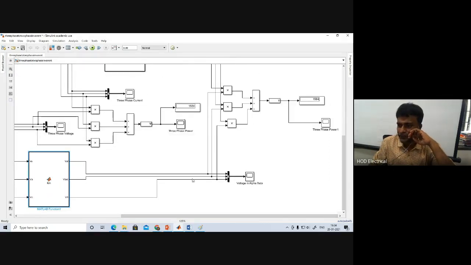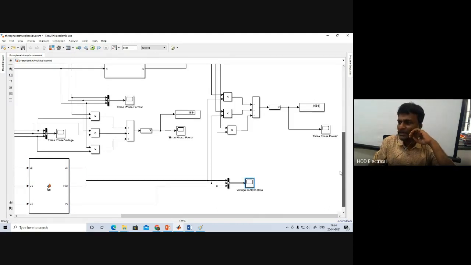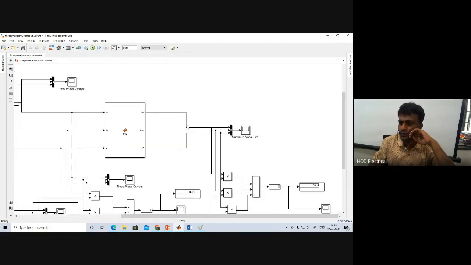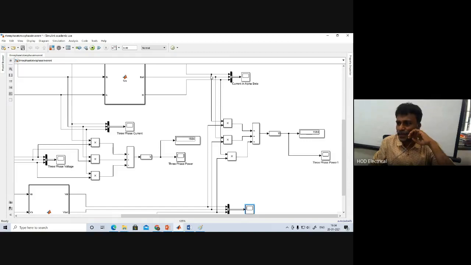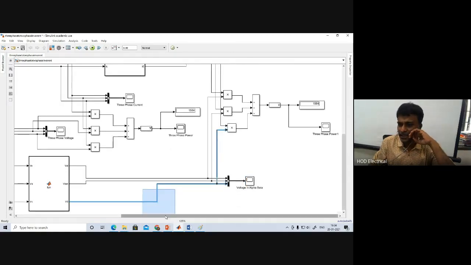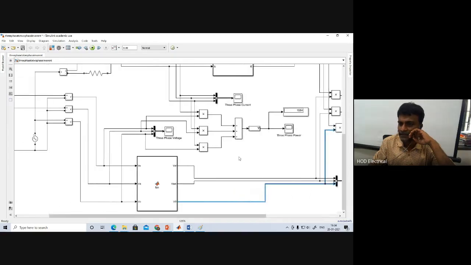So the three waves we can see here are 90 degrees apart. So these are the waveforms you can see here. Similarly, the alpha beta waveforms, the current waveforms also you can see here. Then V alpha into I alpha, already we know the formula VA IA plus VB IB plus VC IC. So I have used this three product here.